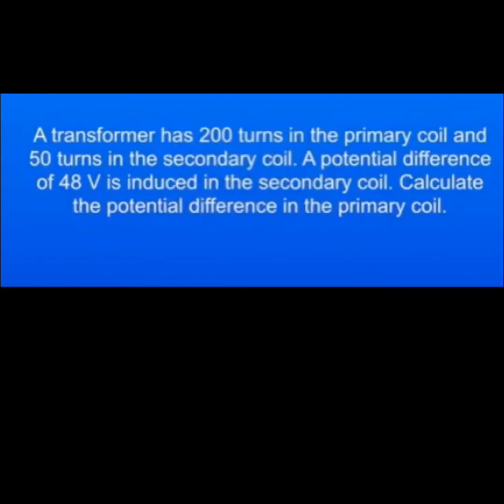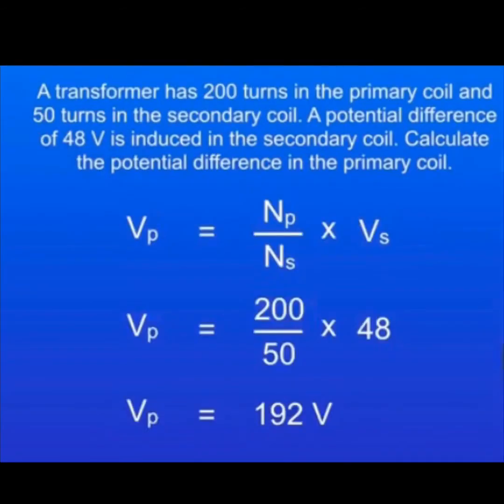Now let's see the first problem. A transformer has 200 turns in the primary coil and 50 turns in the secondary coil. A potential difference of 48 volts is induced in the secondary coil. Calculate the potential difference in the primary coil. Pause the video and try to solve it by yourself. Now let's see how to solve it.